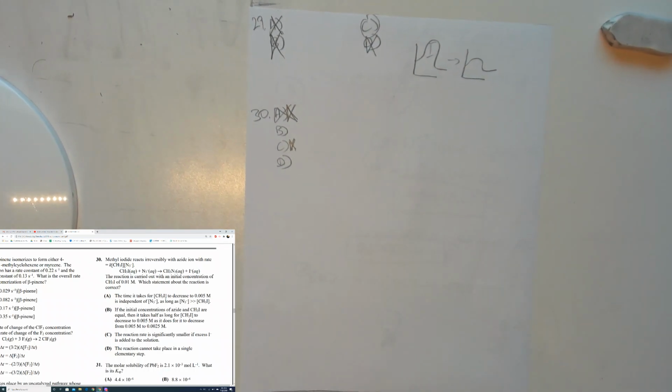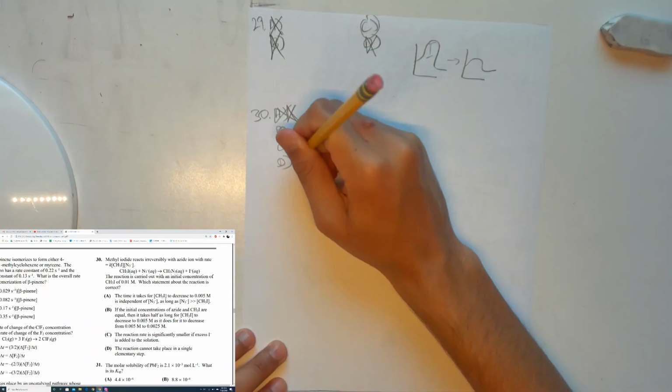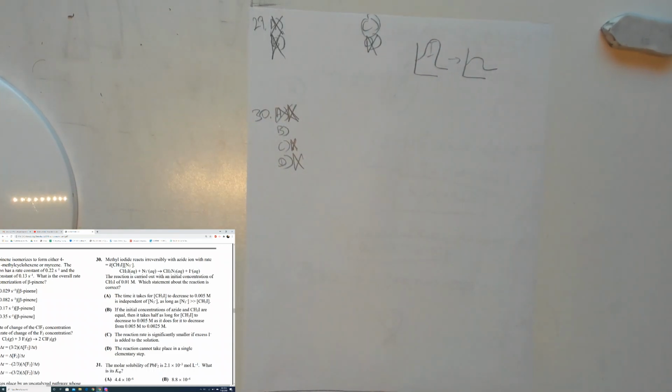D: the reaction cannot take place in a single elementary step. By taking a look at the rate law, the powers match the coefficients of the stoichiometric reaction, so the rate law implies that the reaction could take place in a single elementary step. Also, if you're familiar with organic chemistry, this reaction is an SN2 reaction, a bimolecular reaction, so it will take place in one step. So you can cross out D.